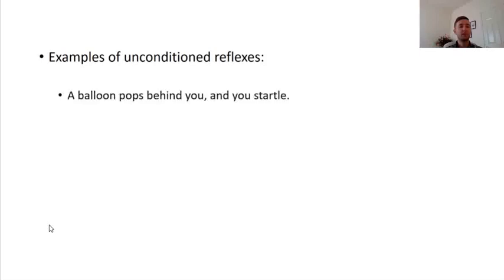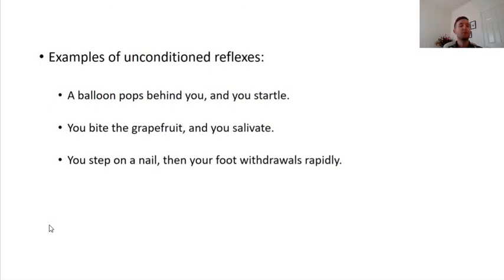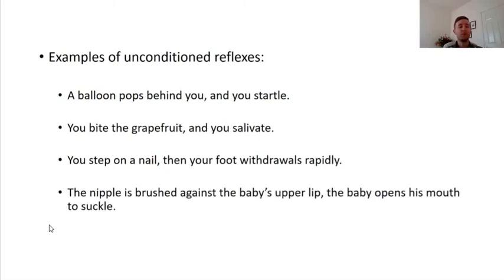Examples of unconditioned reflexes include a balloon pops behind you and you startle with no prior learning, or you bite the grapefruit and then you salivate, and you step on a nail and then your foot withdraws rapidly. So the unconditioned reflex is the relation between the balloon popping and you startling, or between the grapefruit juice on your tongue and salivation, or between the painful stimulation by the nail and the withdrawal of your foot. Or the nipple is brushed against the baby's upper lip and the baby opens his mouth to suckle.